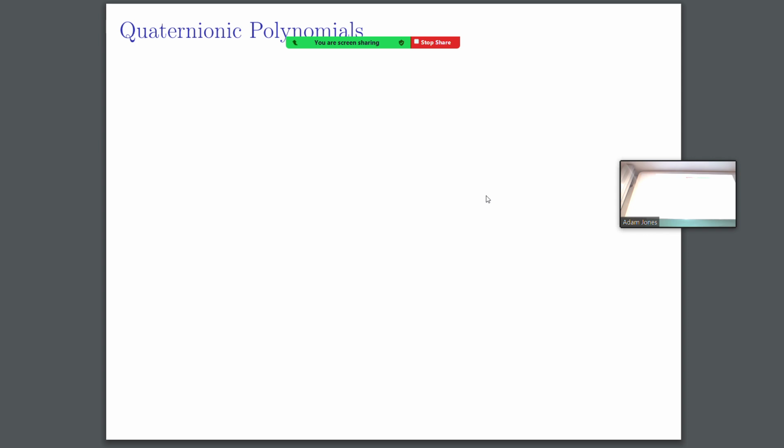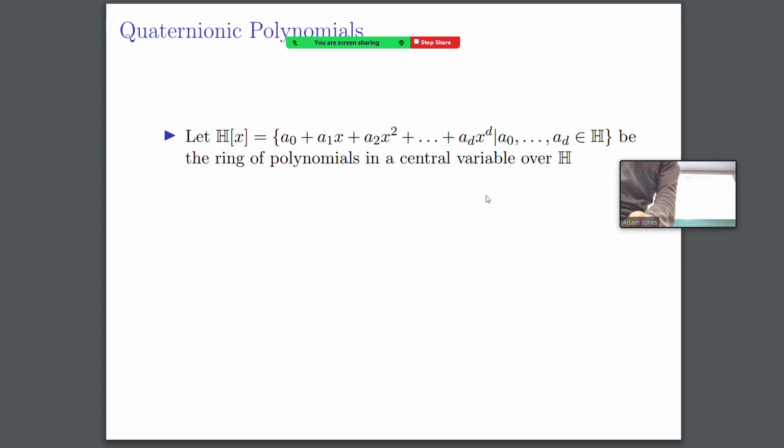Probably you can just do it like the complex Nullstellensatz, so it should be a fun exercise. Let's see what happens. Things turned out to be more interesting than that. So first, we need to properly formalize the problem. Consider the ring of polynomials in a central variable over the quaternions.